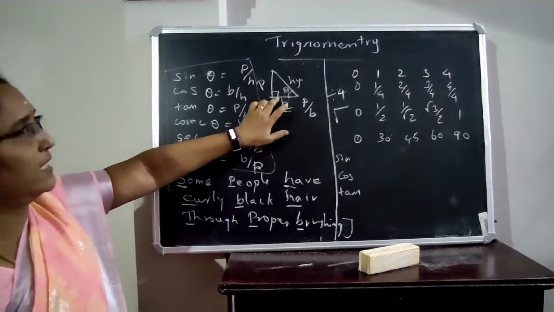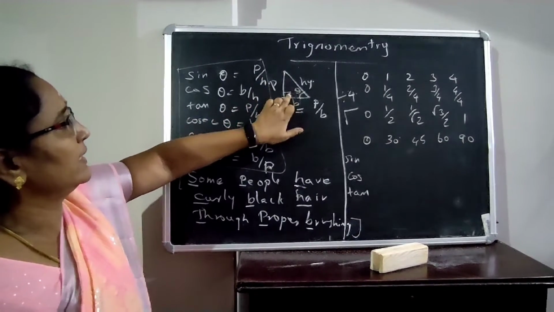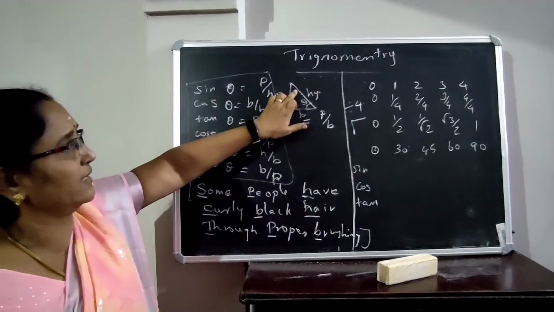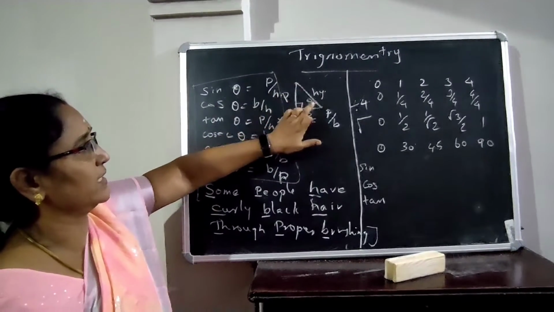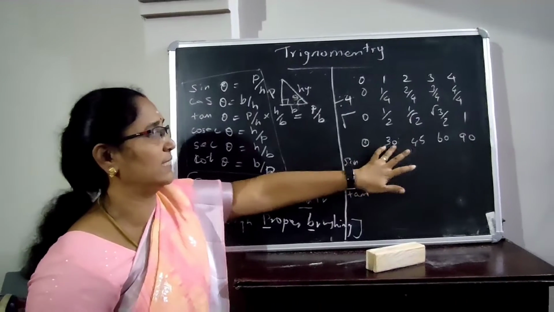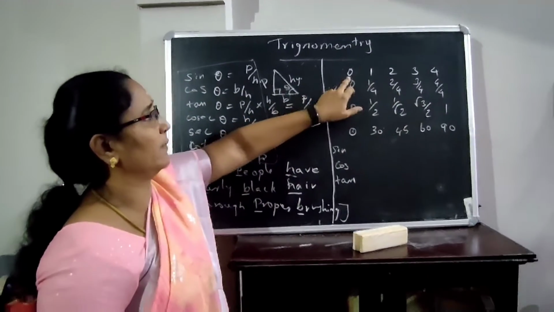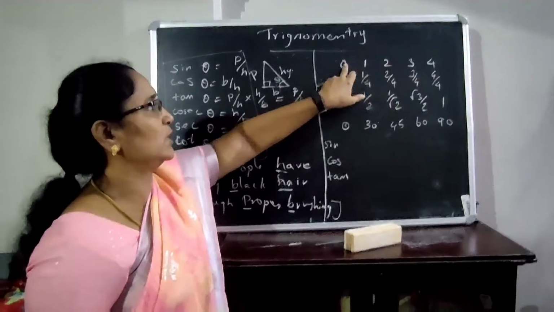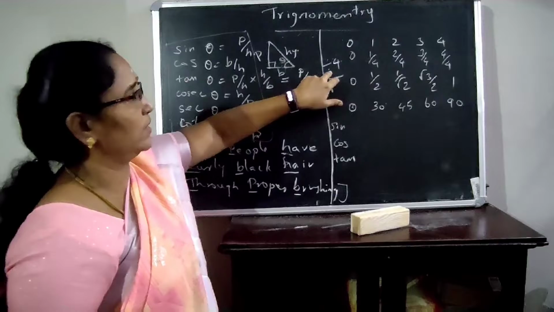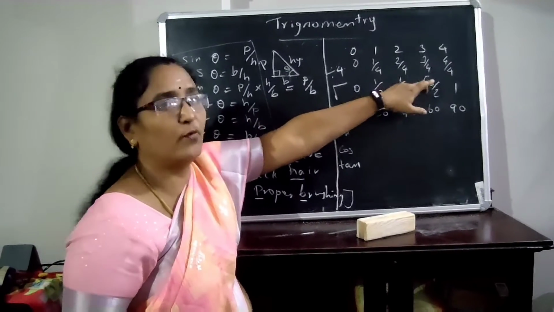Suppose the sum of these two angles is 90 degrees. So how do we find the values for 0, 30, 45, 60 and 90 degrees? For that, first you take the numbers 0 to 4: 0, 1, 2, 3, 4. Then the next step is to divide by 4. So 0, 1 by 4, 2 by 4, 3 by 4, 4 by 4.